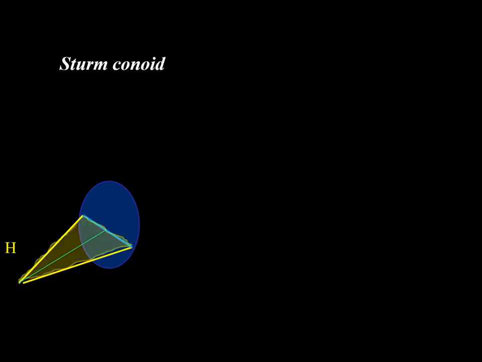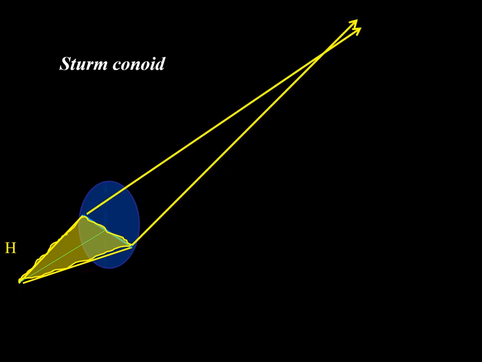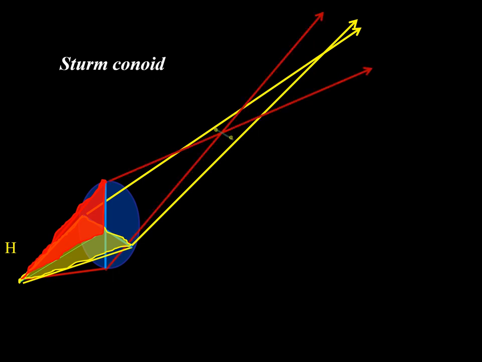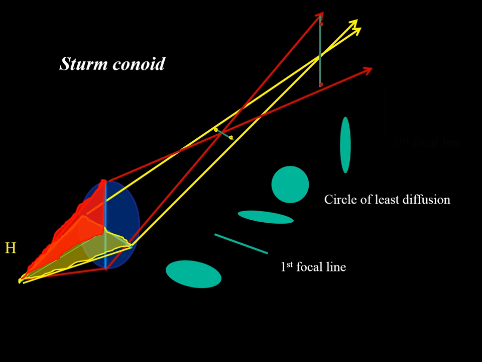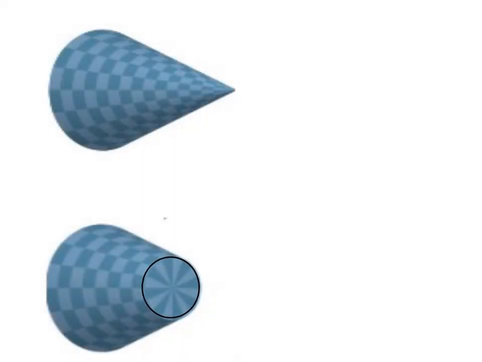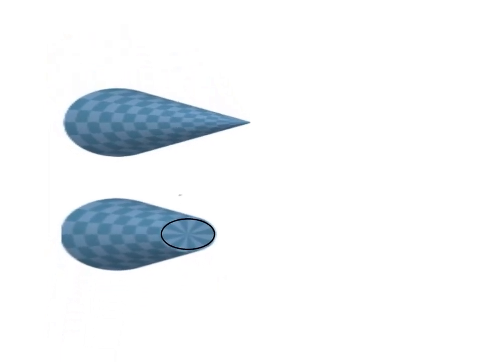So again, horizontal focuses at one point, vertical focuses at another point, and gradually we have all these: first focal line, second focal line, and in the middle we have the circle of least diffusion, or circle of least confusion. This is a cone. If we compress it, it will be like that. If you follow it further, it will be very narrow to reach a line.